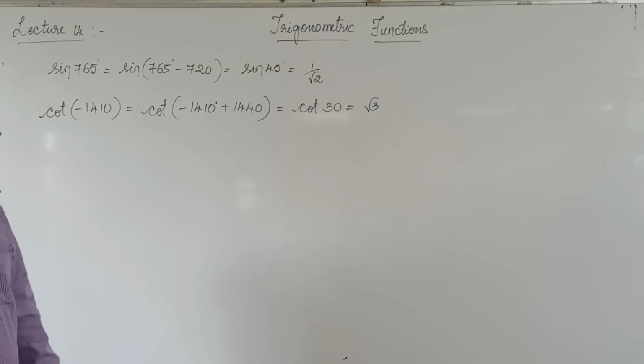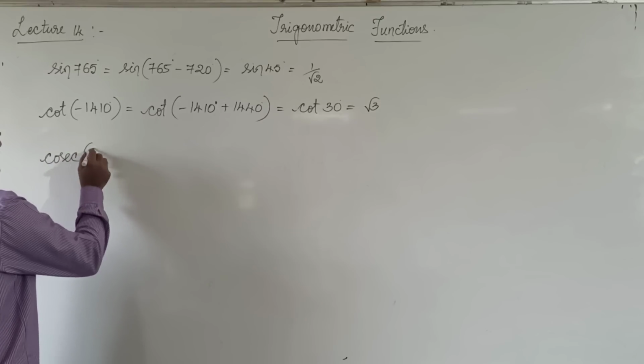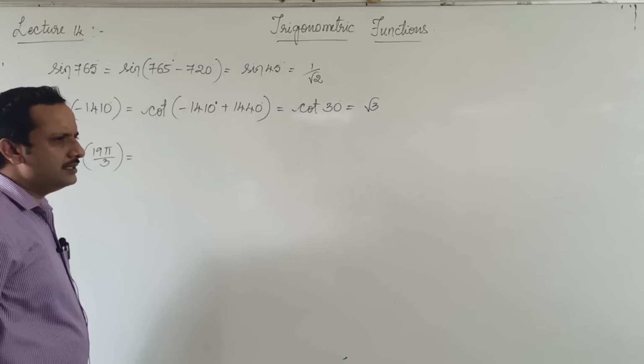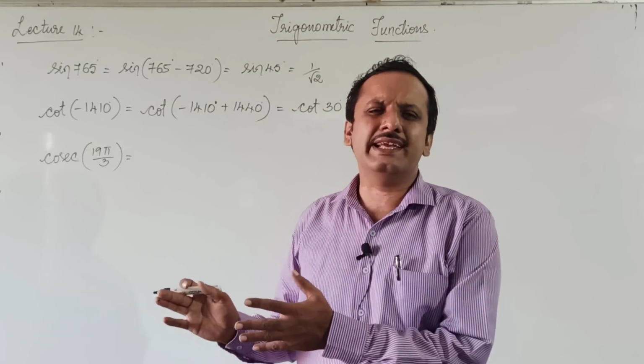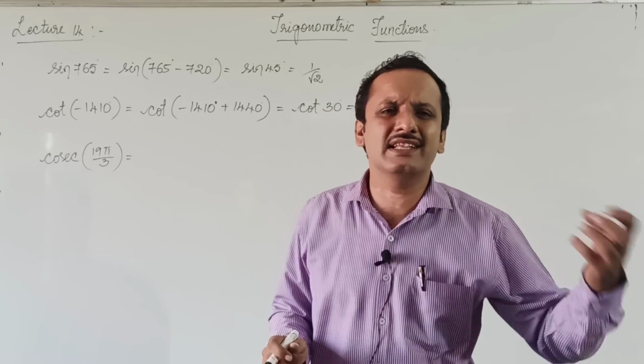Okay, next question, cosecant 19 pi by 3. This is in terms of radians. So 19 pi by 3, clearly it is greater than 2 pi radian. That means it is greater than 360 degree.